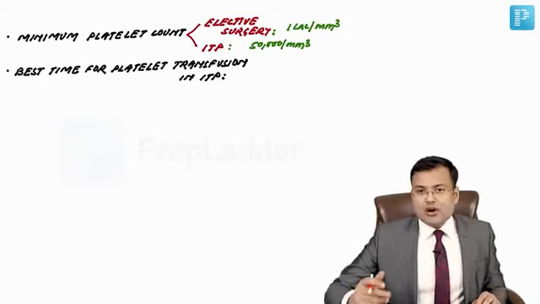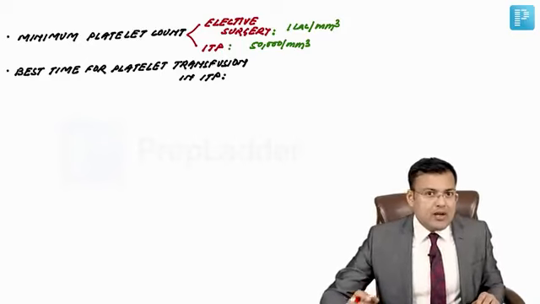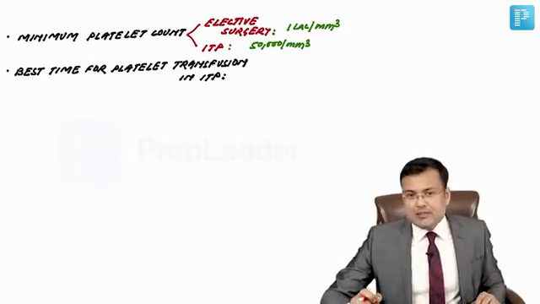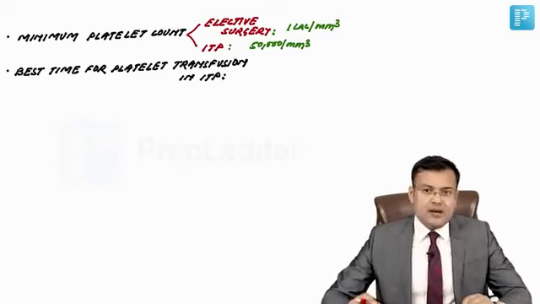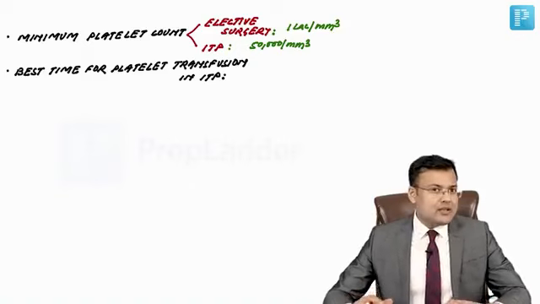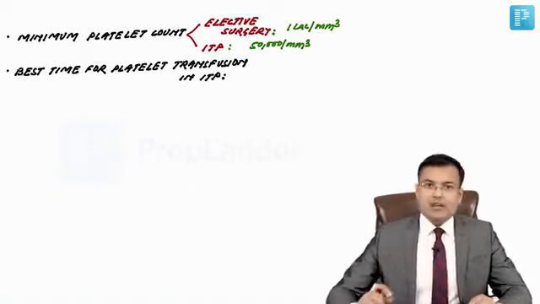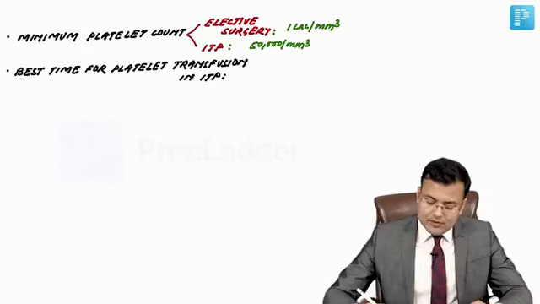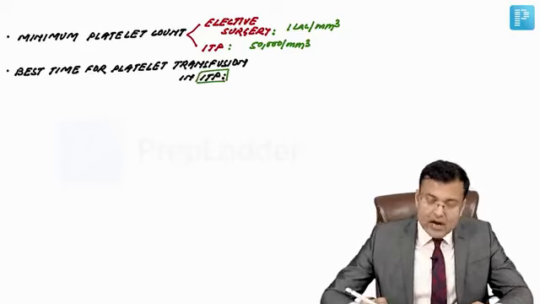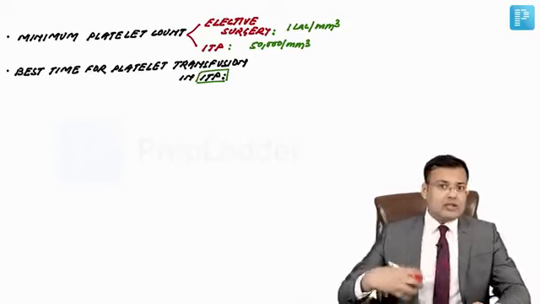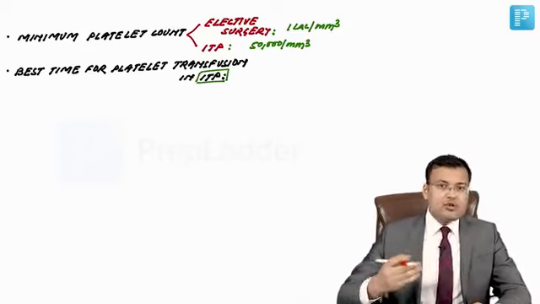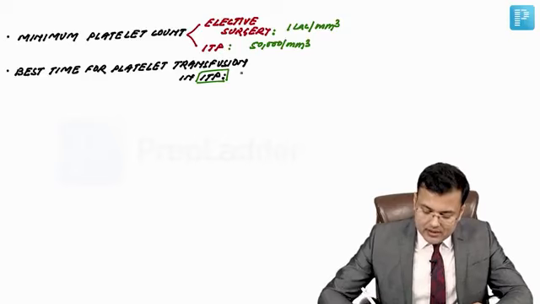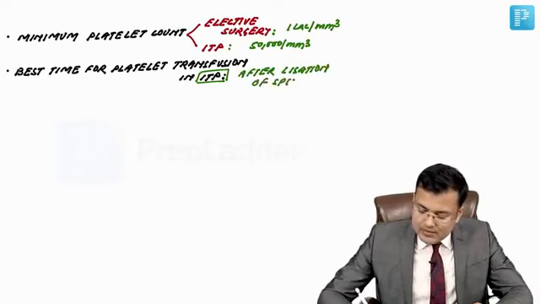Minimum platelet count for elective surgery is 1 lakh per mm cube, and for elective surgery in patients of ITP it should be 50,000 per mm cube. It means in patients of ITP during surgery, we have to go for platelet transfusion. So what is the best time for platelet transfusion in patients of ITP? After ligation of the splenic artery, so that whatever platelets you are giving should not reach the spleen. So the best time is after ligation of the splenic artery.